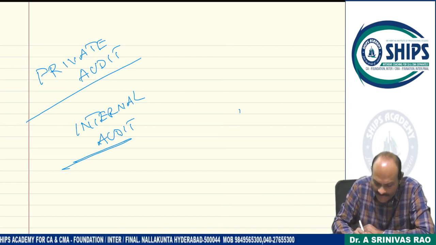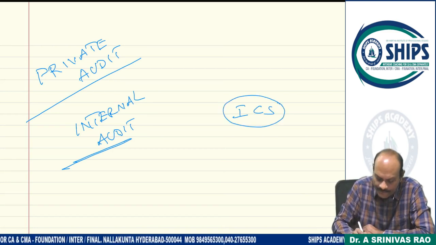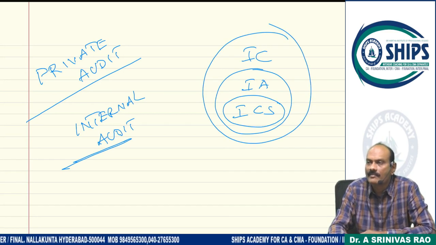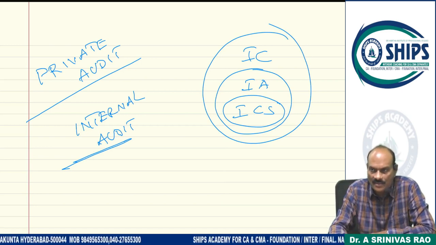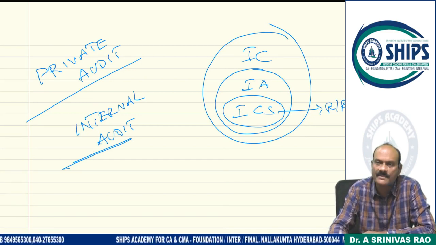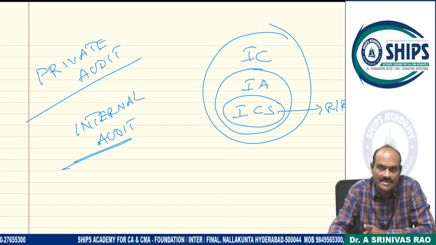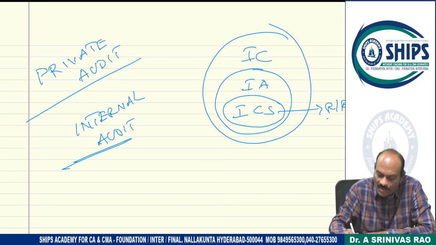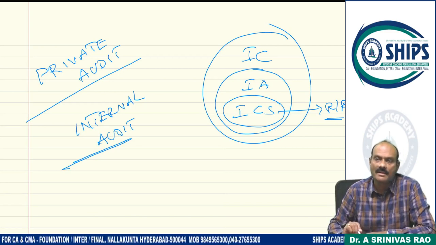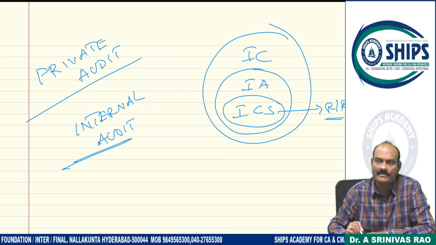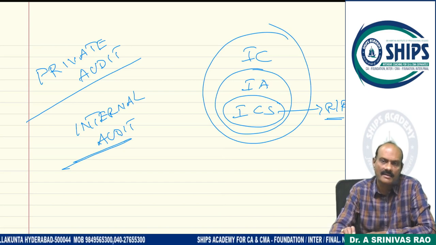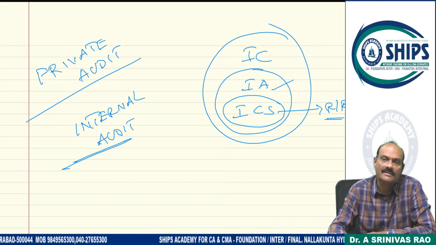In the previous class we were discussing internal control system, then internal audit, then internal check. These three are integral parts. First, internal control system. What is an internal control system? The rules and regulations which are framed in order to accomplish organizational objectives. Whether these rules and regulations are effective or ineffective, how do we know as management? We have developed the internal control system. Is it working effectively or not? Does it require any corrections or not? For that I go for internal audit.